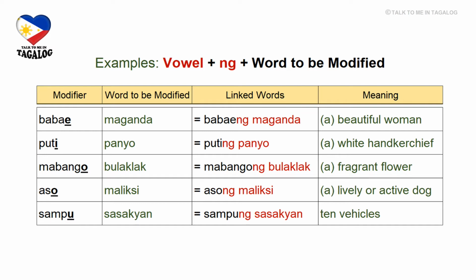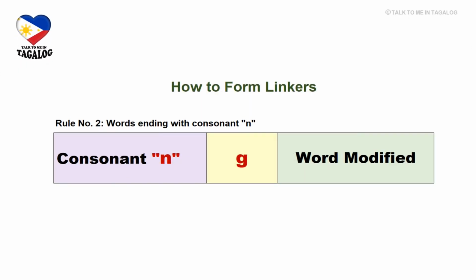Another example is a lively dog or an active dog. Aso is dog, maliksi is active or lively. Aso ends with an O, so we add ng to make it asong maliksi. Asong maliksi, or a lively dog. Our last example is 10 vehicles. Sampu is 10 in Tagalog, while vehicle is sasakyan. Sampu ends with a U, so we add ng to make it sampung sasakyan, 10 vehicles. It's very easy, right?